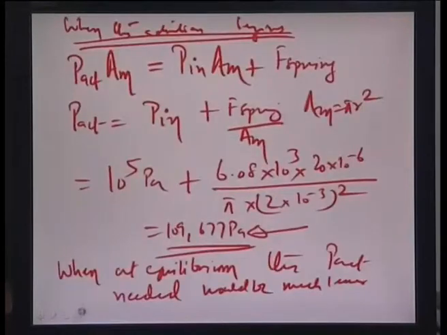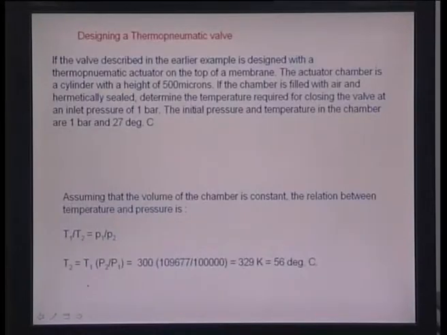So, let us suppose you have the valve described in the earlier example, designed with a thermopneumatic actuator on top of the membrane. The actuator chamber is a cylinder with a height of about 500 microns, sitting on a diameter of about 400 microns, which is also the outside diameter of the silicon membrane valve under consideration. If the chamber is filled with air and hermetically sealed, we have to determine the temperature required for closing the valve at an inlet pressure of about 1 bar, given that the initial pressure and temperature in the chamber are 1 bar and 27 degrees Celsius.